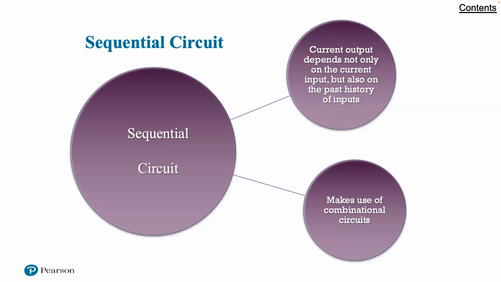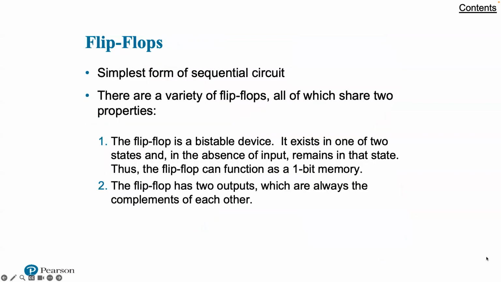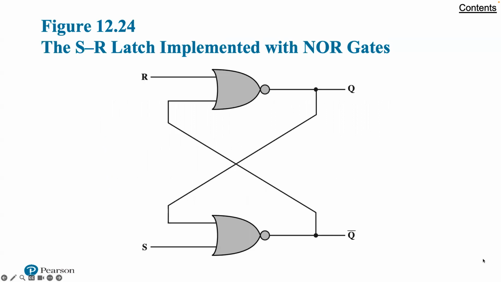So in this section, we will examine some simple but useful examples of sequential circuits. As will be seen, the sequential circuit makes use of combinational circuits. The simplest form of sequential circuit is a flip-flop. There are a variety of flip-flops, all of which share two principles. The flip-flop is a bistable device. It exists in one of two states, and in the absence of input remains in that state. Thus, the flip-flop can function as a 1-bit memory. The flip-flop has two outputs, which are always the complement of each other.